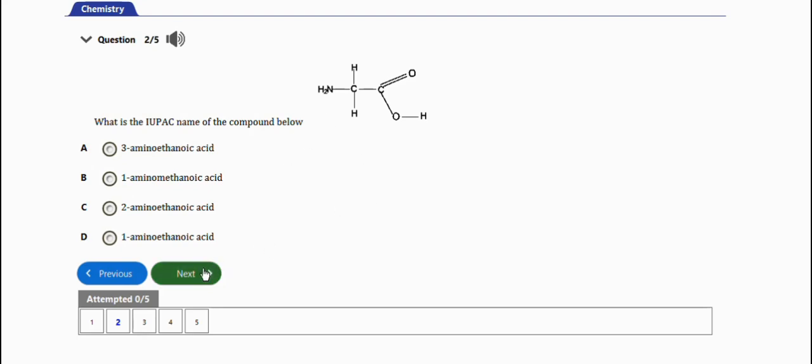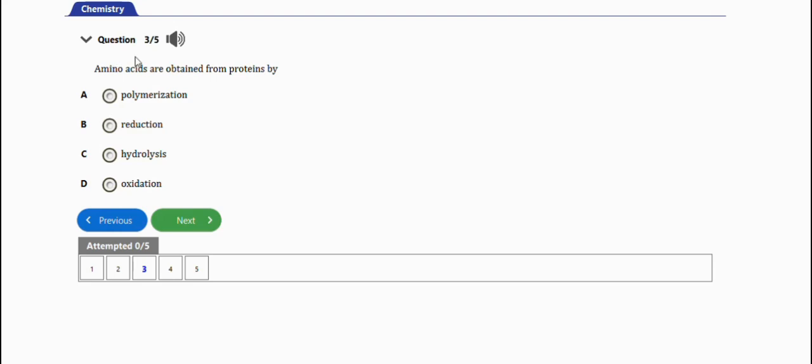The next question is this one. It says amino acids are obtained from proteins by polymerization, reduction, hydrolysis, oxidation. So the right answer to this question would be option B, which is reduction. Alright, so that's it for this question. Very important, take note of this particular question.